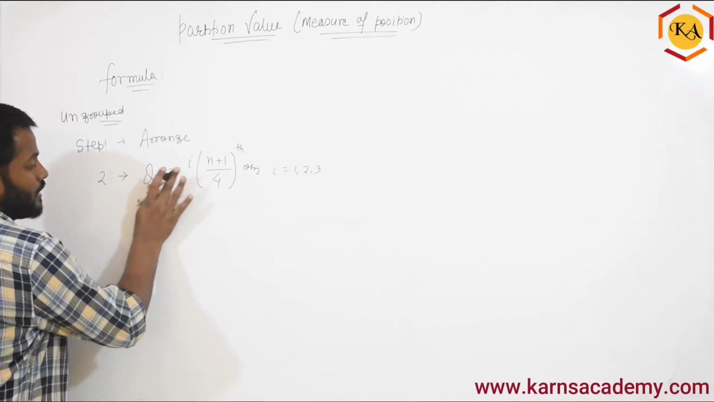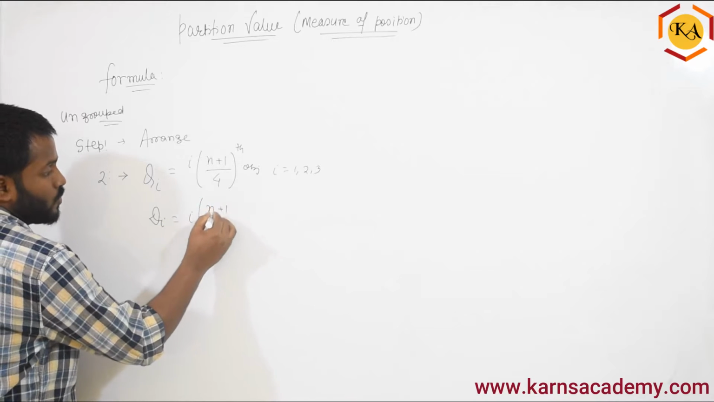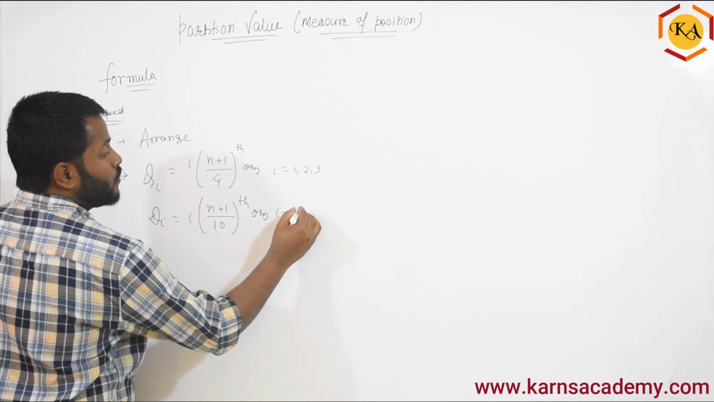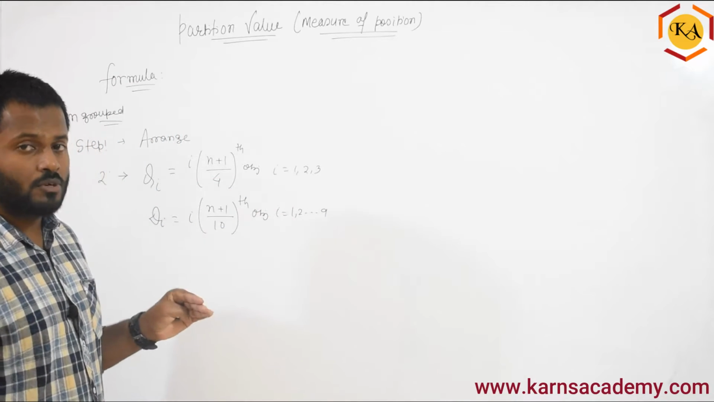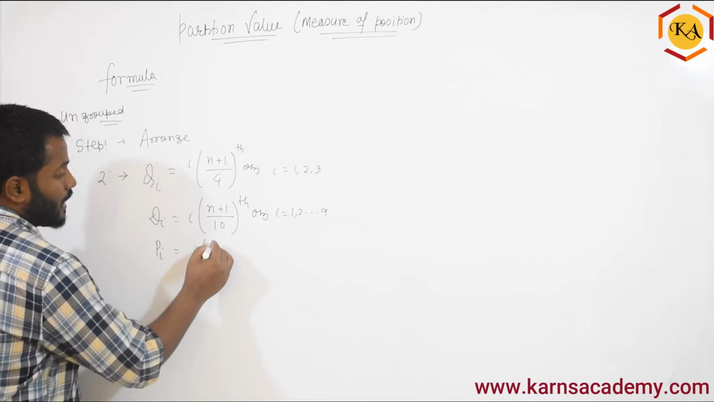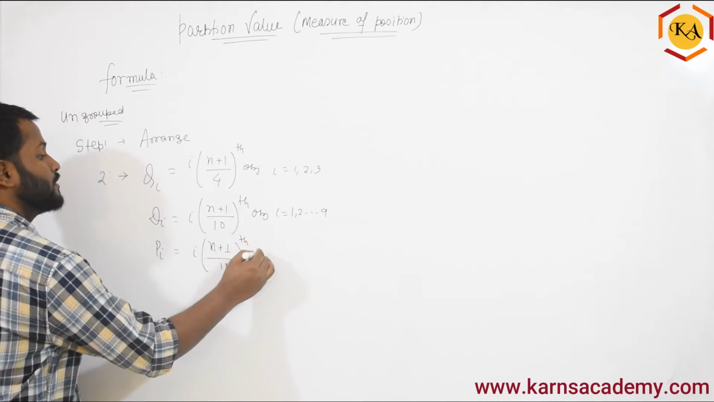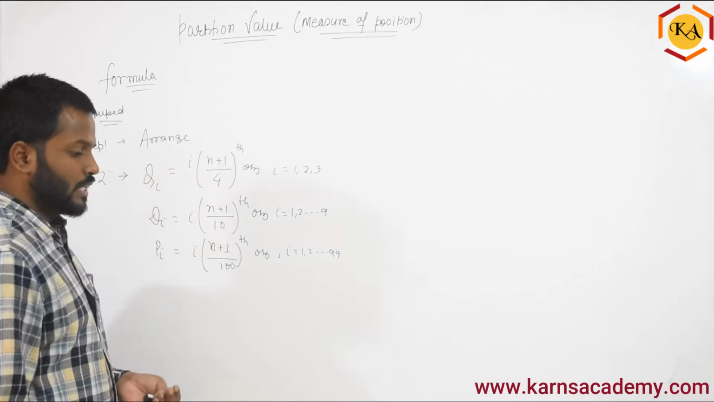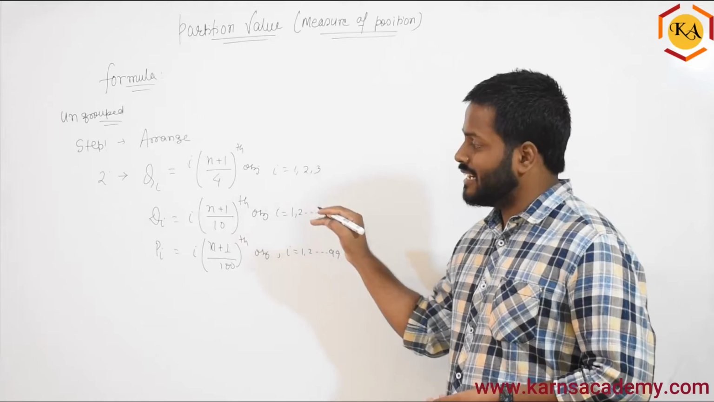Similarly, if I am talking about decile, that is Di, so i into (n plus 1) by 10th observation, where i is equal to 1, 2 up to 9. Very simple, right? Once you understand the sequence of the formula, everything will become easier. And for percentile, it is i into (n plus 1) by 100th observation, where i is equal to 1, 2 up to 99. So this will be the formula under ungrouped data for quartile, decile and percentile.